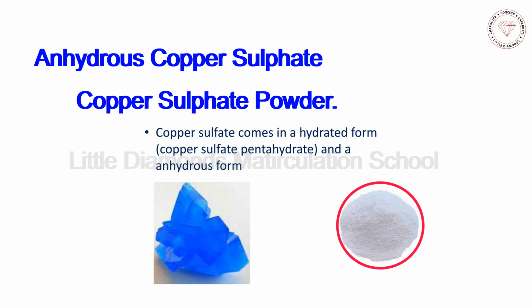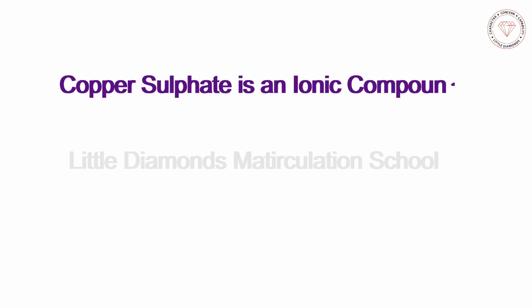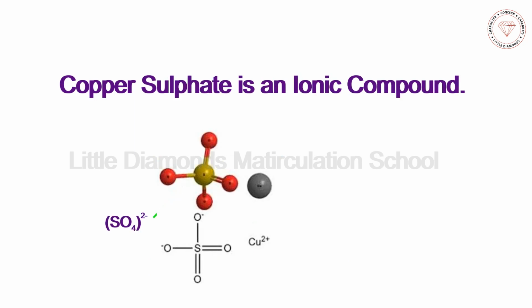You know copper sulfate crystals are bright blue in color. Why does it become colorless when it becomes a powder? Let us know about it. Copper sulfate is an ionic compound. Before getting to know what an ionic compound is, let us know what ions are.